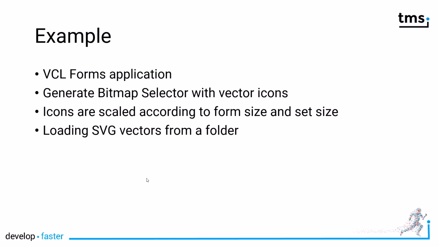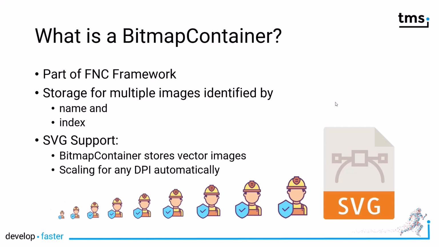How do you generate vector icons inside of a bitmap selector? In addition, the demo will have the feature to load SVG images from a folder. So this example not only shows prepared images, you can load your own vector images if you want to. The example makes heavy use of bitmap containers.